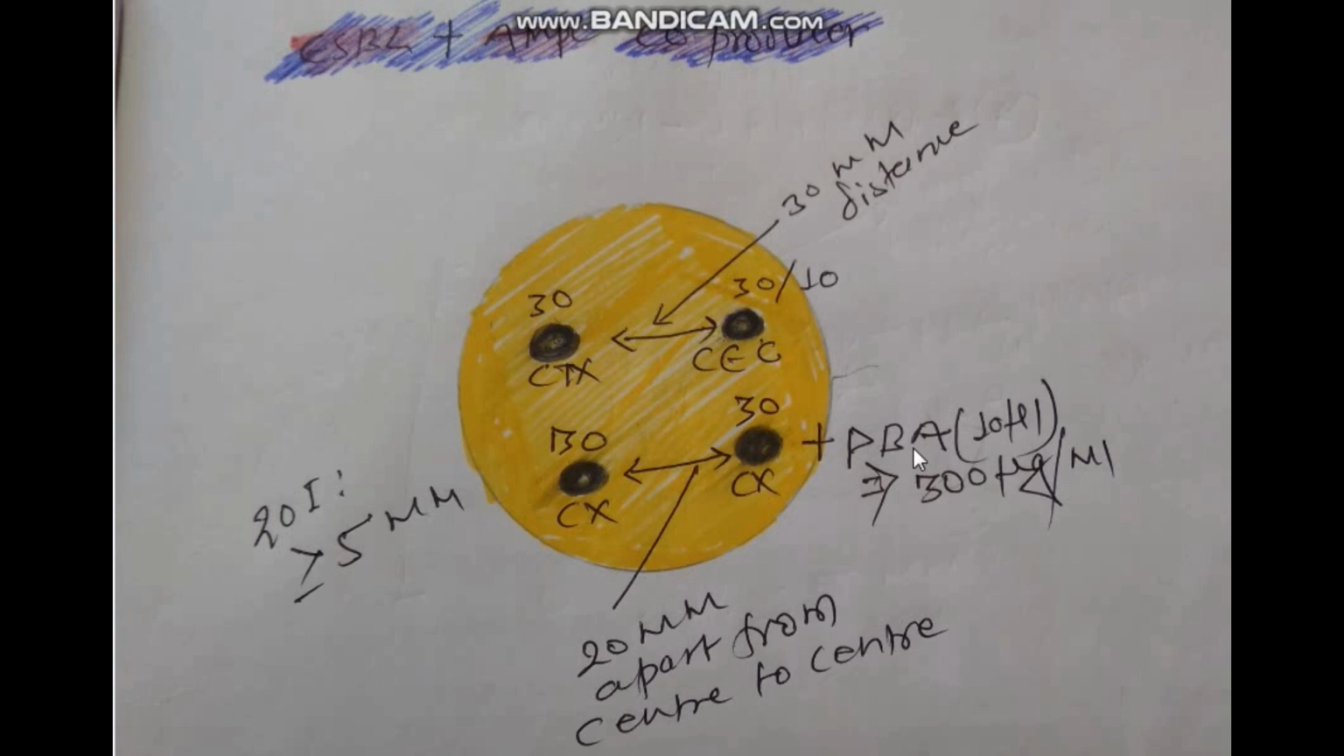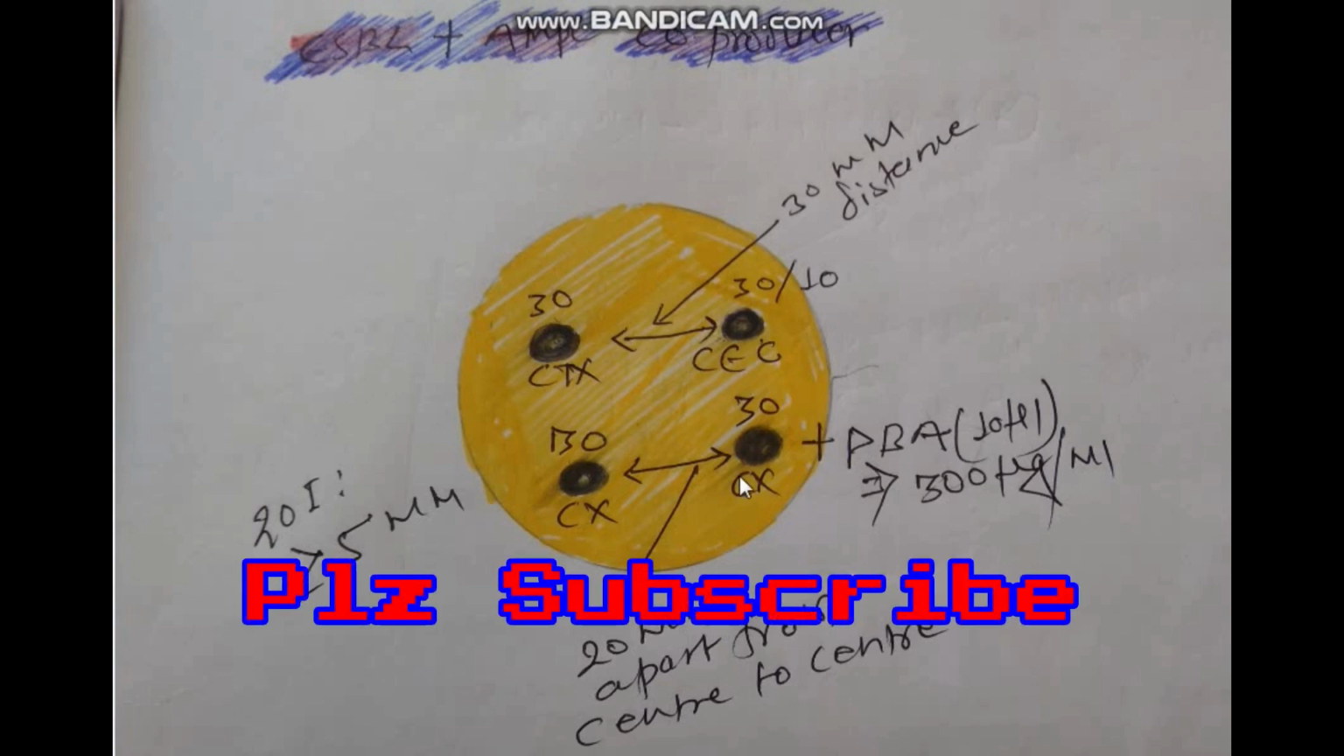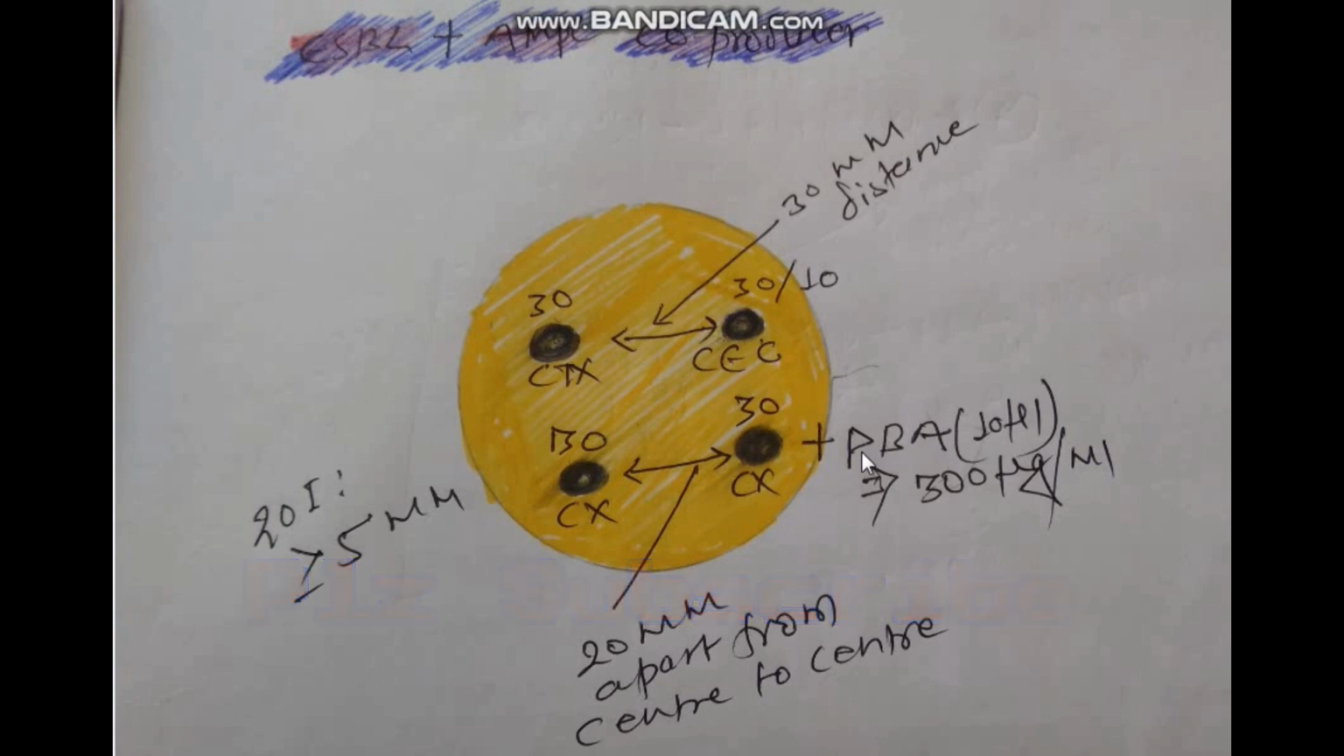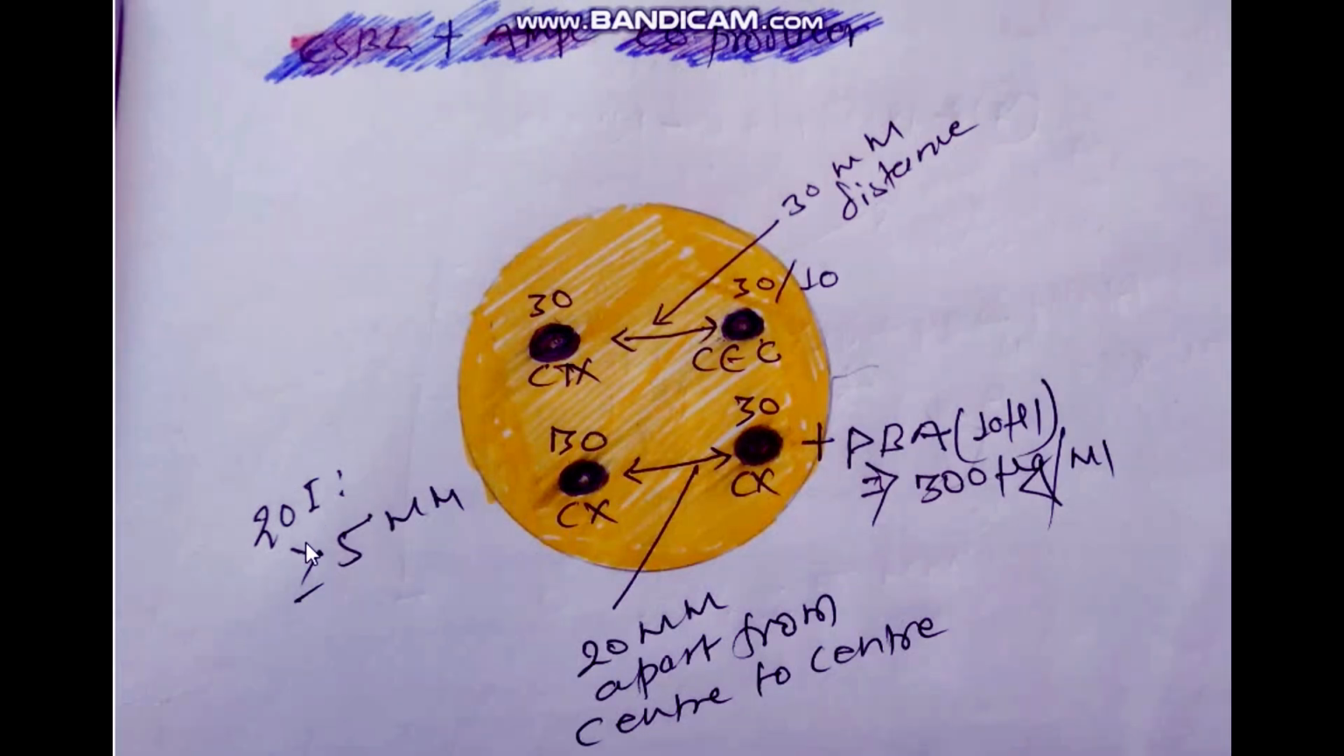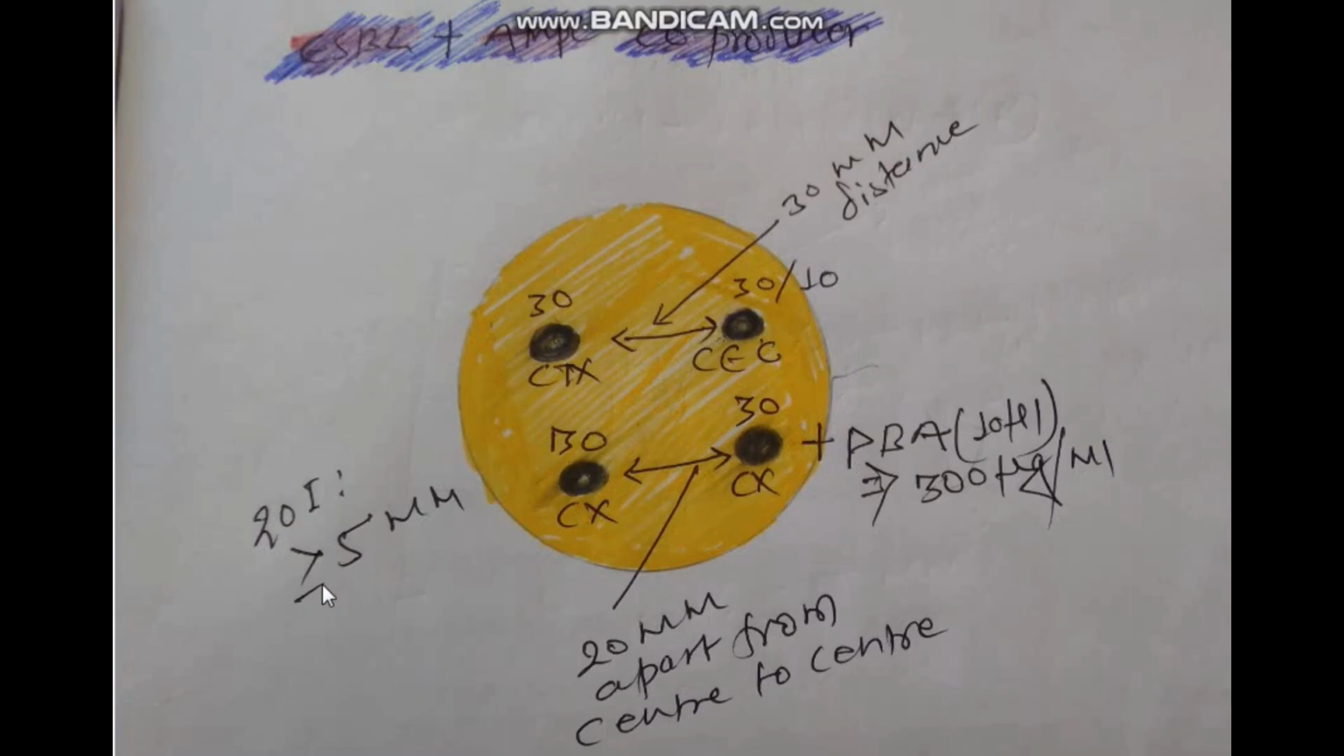the zone of the combination drug is greater than or equal to that of cefoxitin (5 mm), the organism will be an ESBL and AmpC co-producer. But the distance between these two might be 20 mm, center to center.